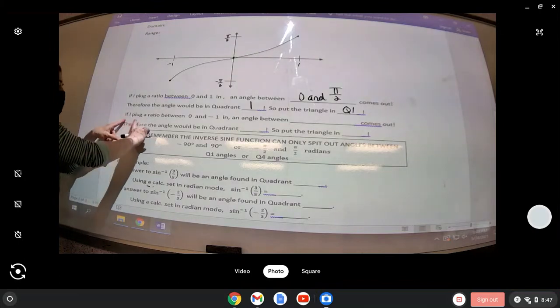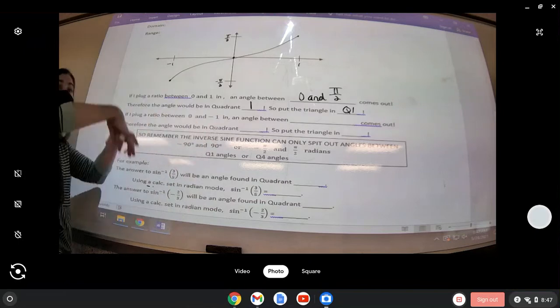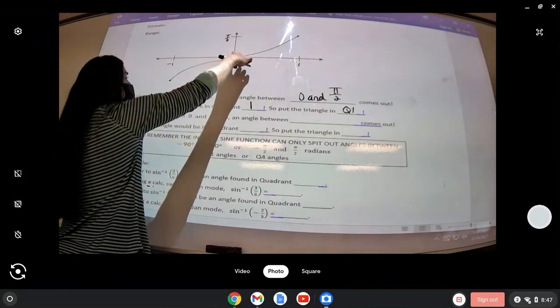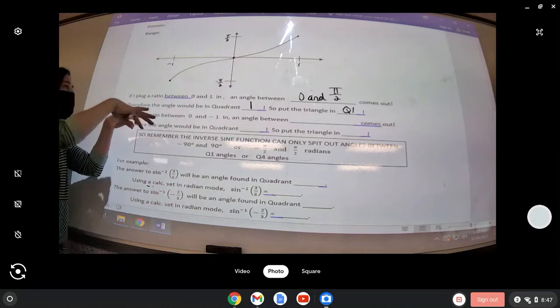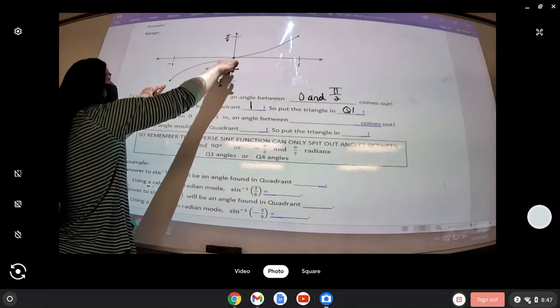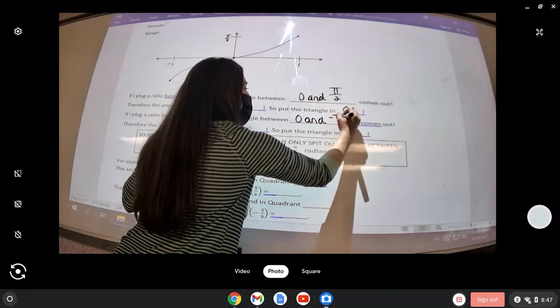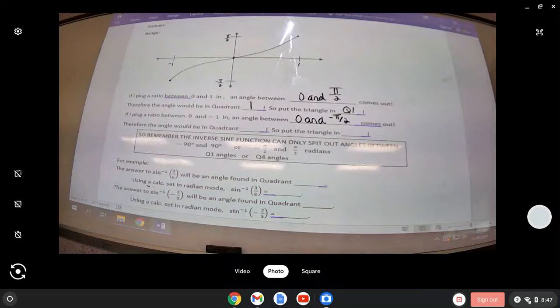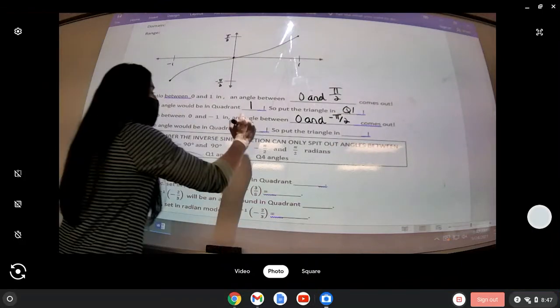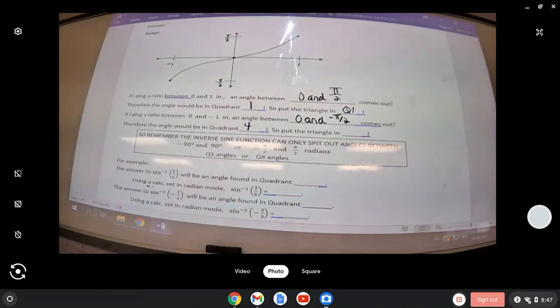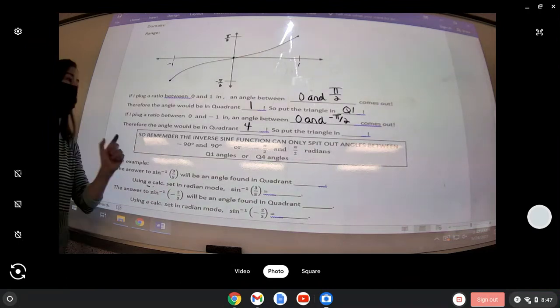All right, look at the other way. If I plug a ratio between 0 and negative 1 into the inverse sine, it's going to spit out an angle between 0 and negative pi over 2. Which means it's going to spit out a quadrant 4 angle because that's where angles between 0 and negative pi over 2 live. So in the future, if you are taking the inverse sine of a negative ratio between 0 and 1, that's going to spit out a quadrant 4 angle. So put the triangle in quadrant 4.